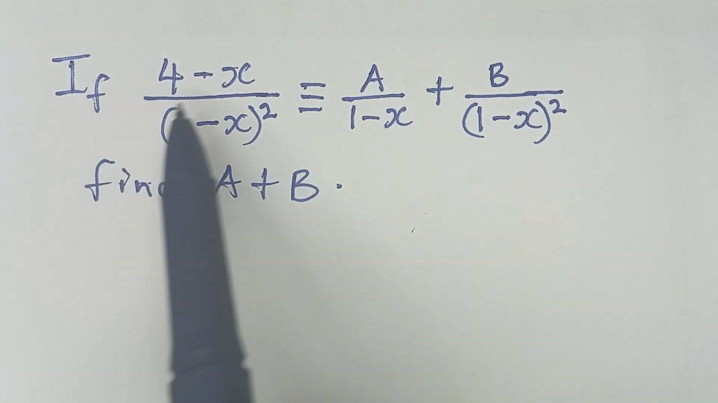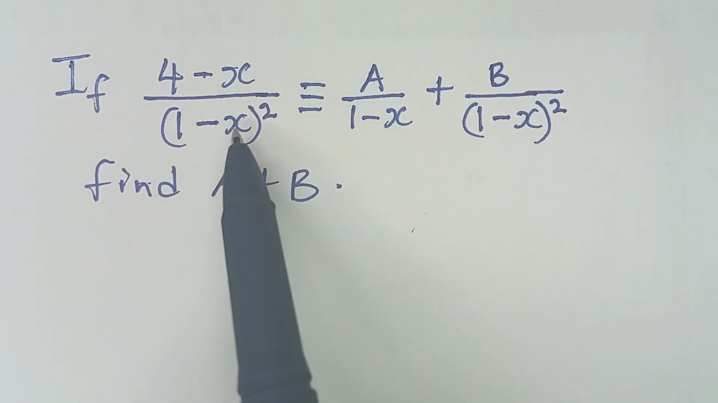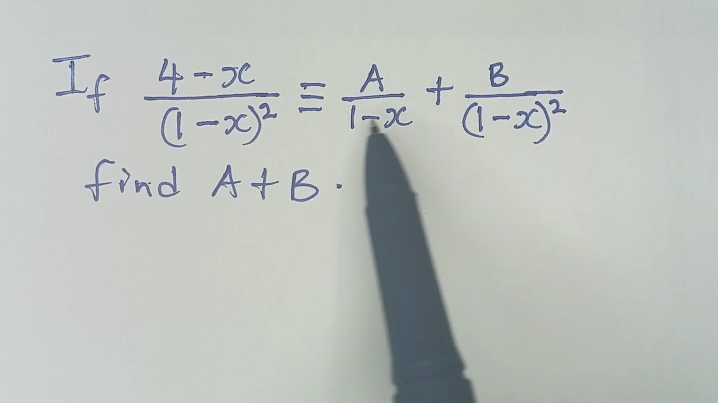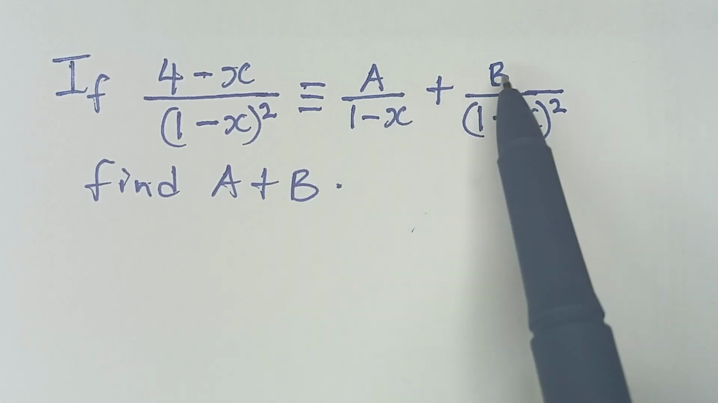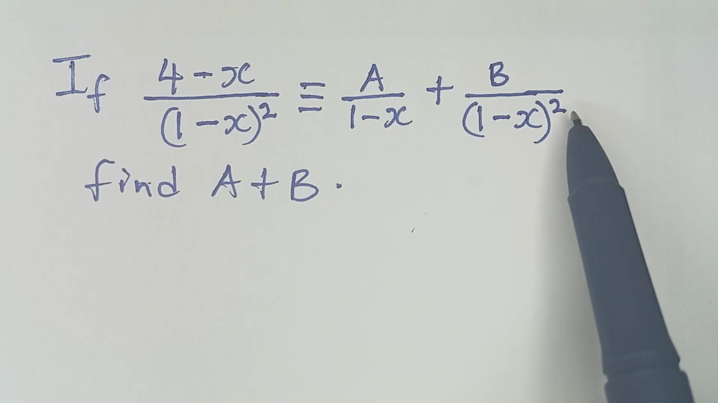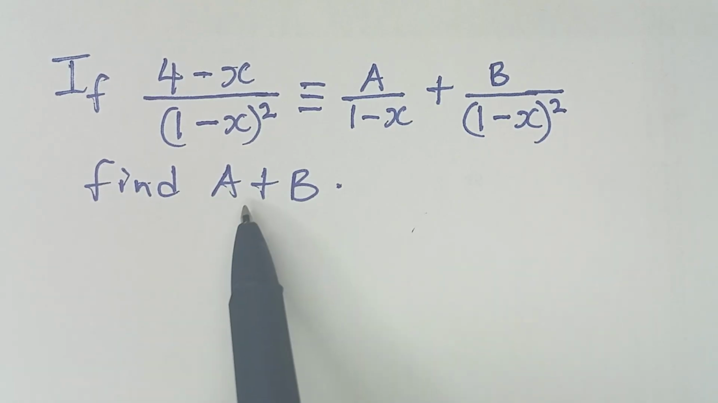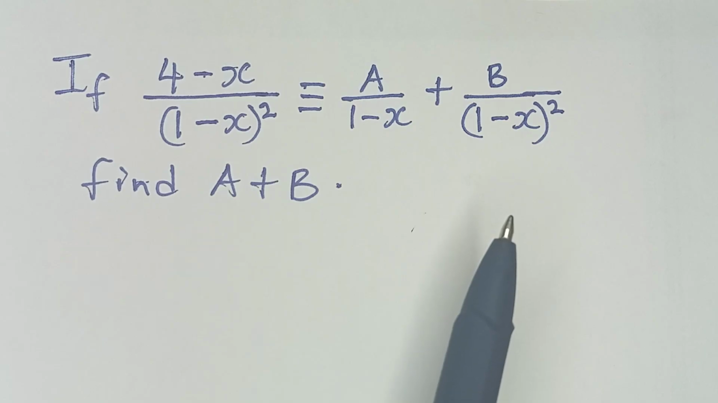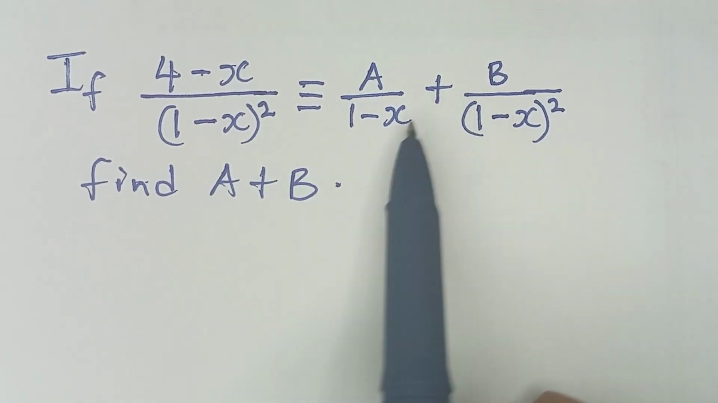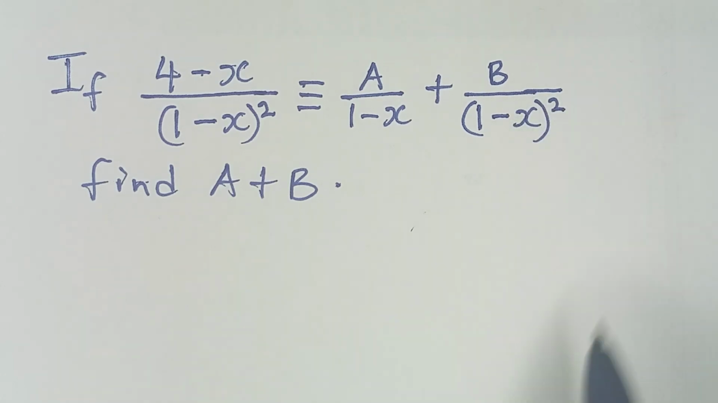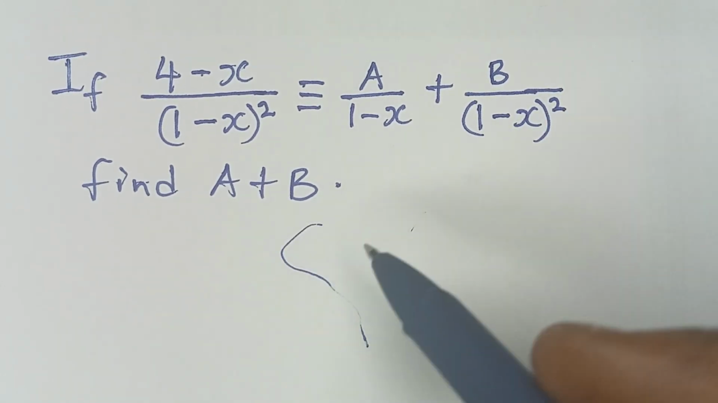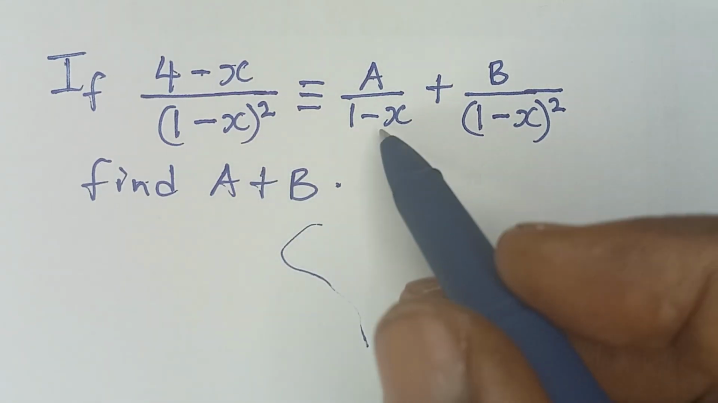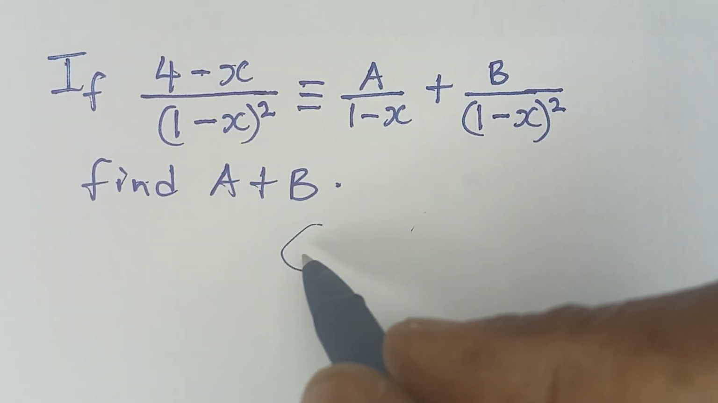The question here says if (4 minus x) all over (1 minus x) all squared is equivalent to a over (1 minus x) plus b over (1 minus x) all squared, that we should find the value of a plus b. Now, for us to solve this, what we need to do is to go ahead and add this fraction. In order to add the fraction, you agree with me that we have to simply take the LCM or the common denominator.